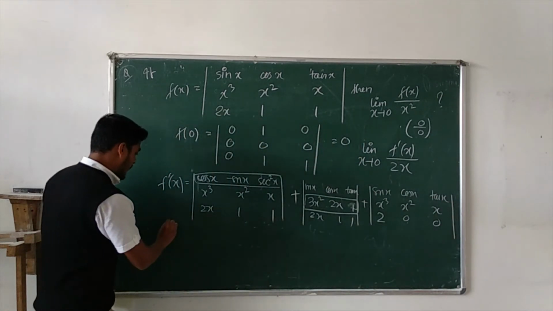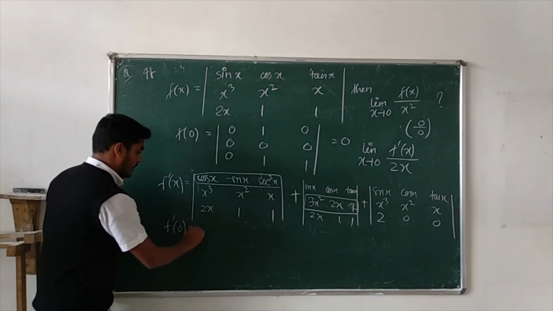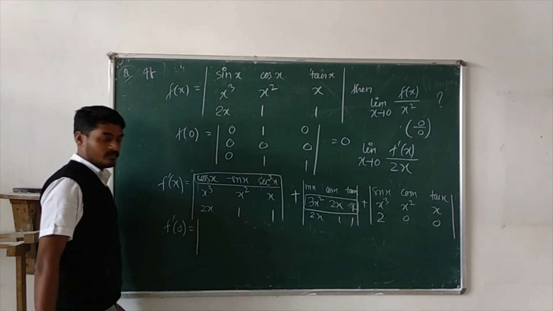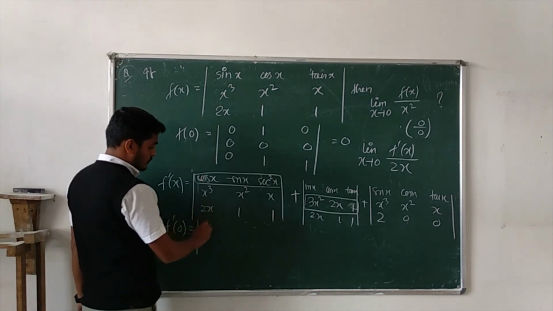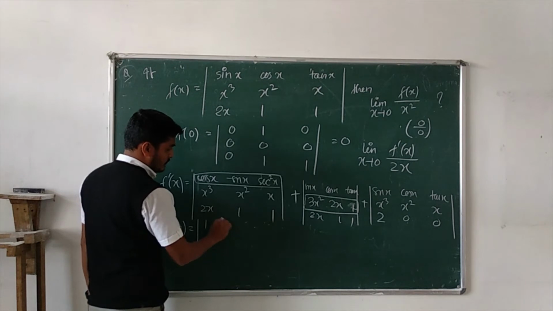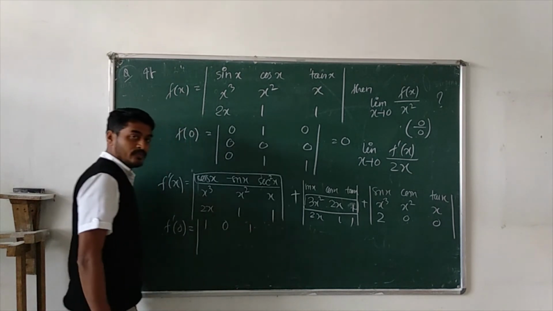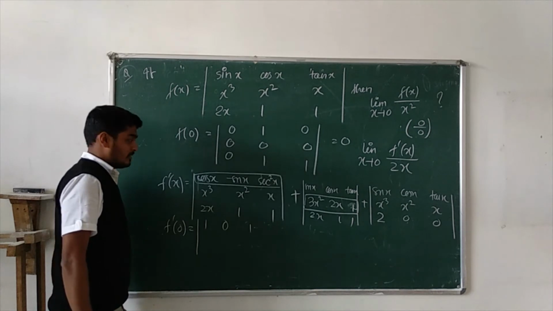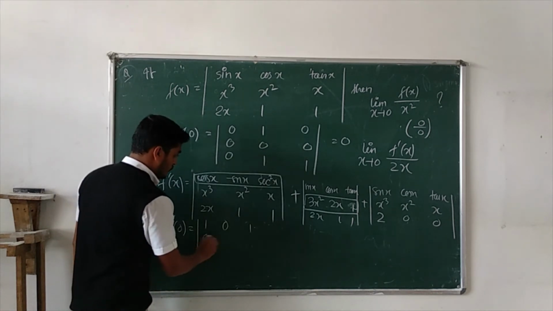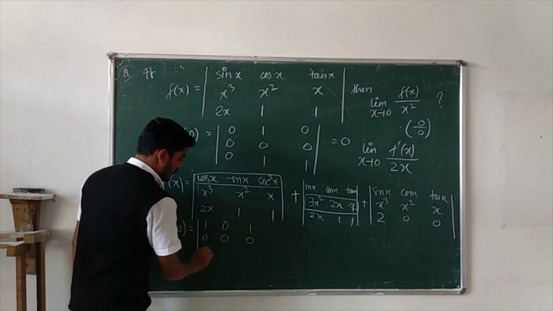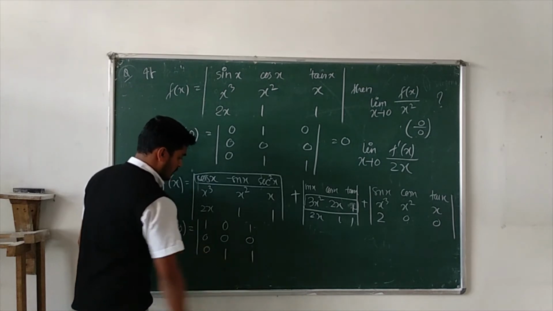So what is the value of f dash 0? Observe carefully. f dash 0 means cos 0 is 1, sin 0 is 0, sec 0 is 1. Cos 0 is 1 means sec 0 is 1. Correct? So 0, 0, 0, 0, 1, 1.